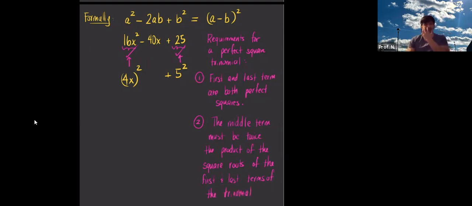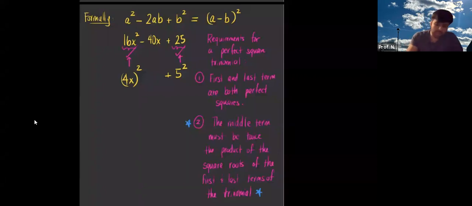So number 2 is a little bit strange to think about. It's not as apparent as the first requirement. The first requirement, you can just glance at the first and third term and recognize, hey, those are perfect squares. But the middle term, how do you know that's double the product of the square roots of the first and third? So again, this is just to take things slow, and then eventually this will move quickly.